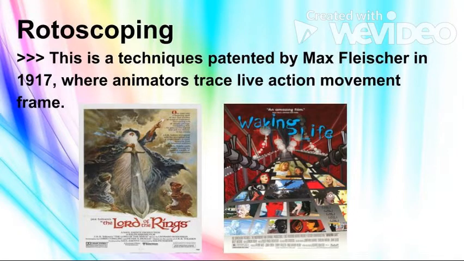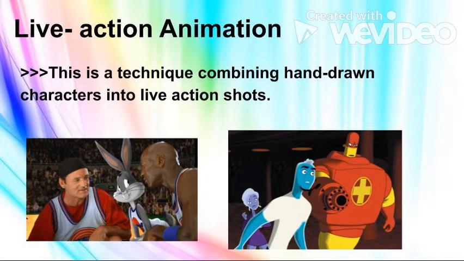Next, we have live action animation. The word live action refers to a technique combining hand-drawn characters into live action shots. As you can see in the picture, they're already acting, right? So we can see there's a scene with a situation, and maybe they are talking, or maybe these are enemies, but there's a live action shot. Example number one is Space Jam, the first one that has a rabbit. The other one is Osmosis Jones.